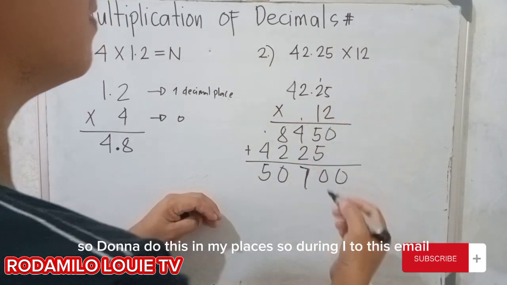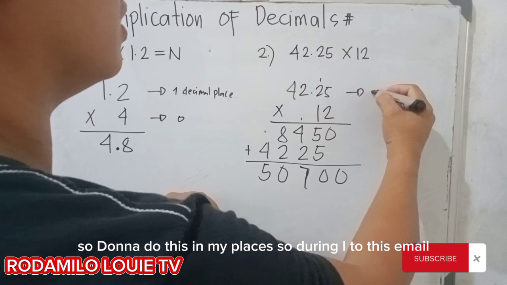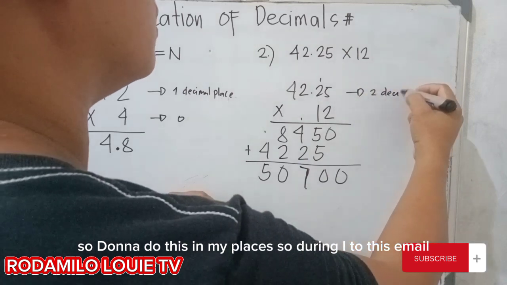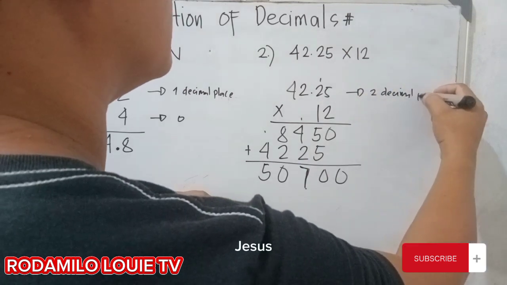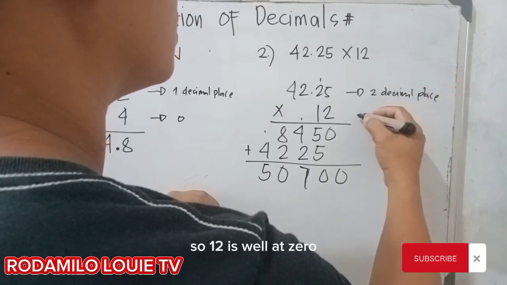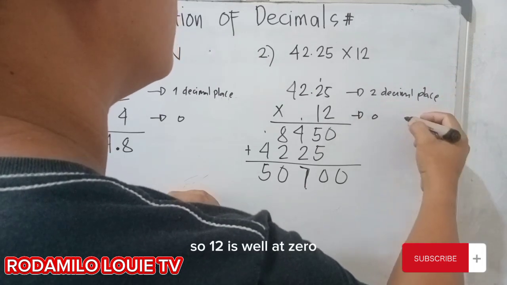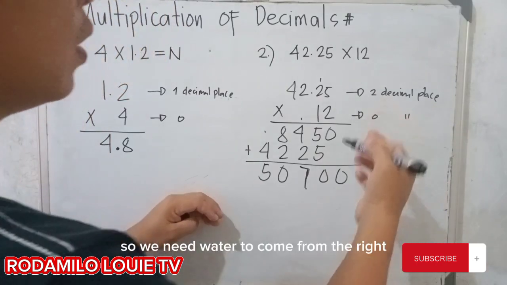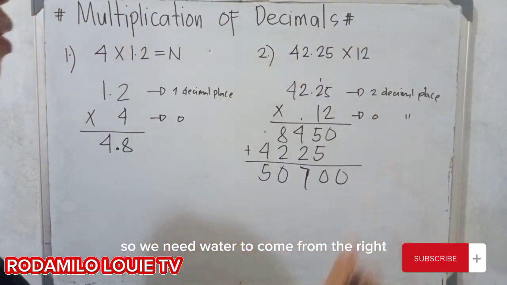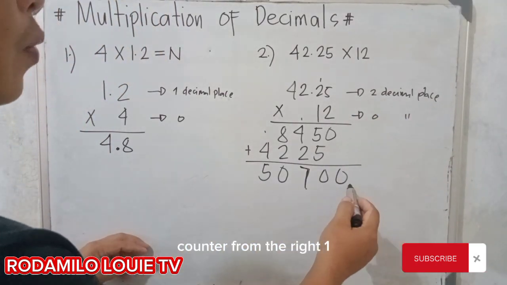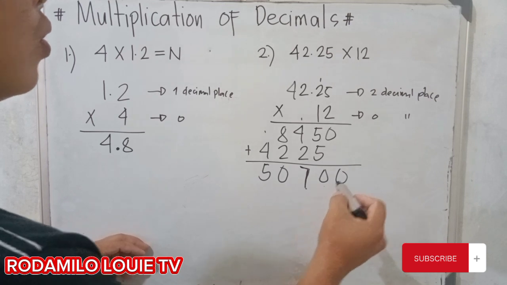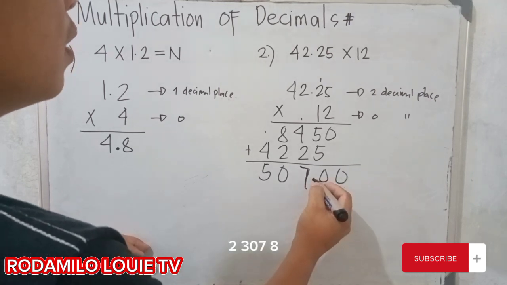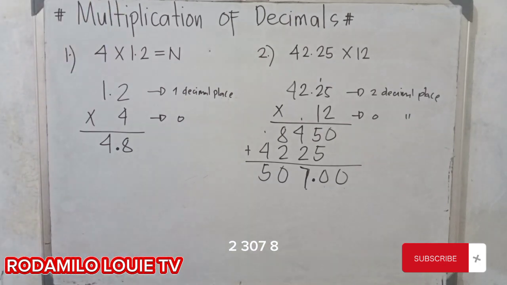So let's look at the decimal places. Here there are 2 decimal places. The 12 has 0. So count from the right. 1, 2. So the decimal point goes here. So our answer is 507.